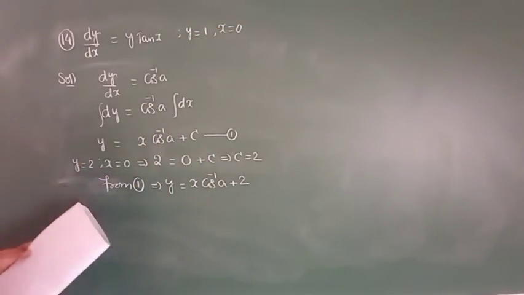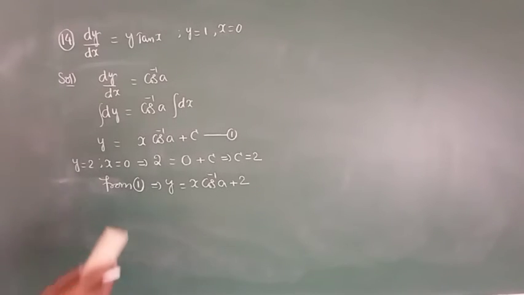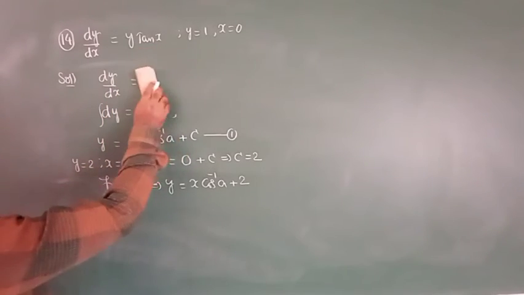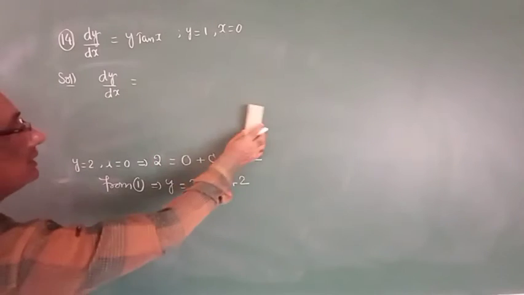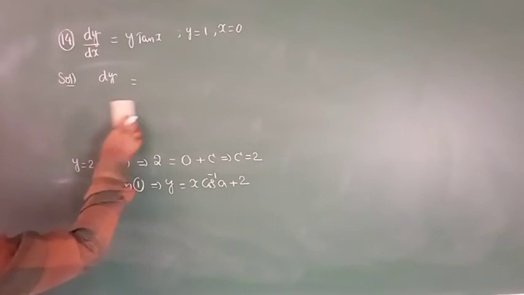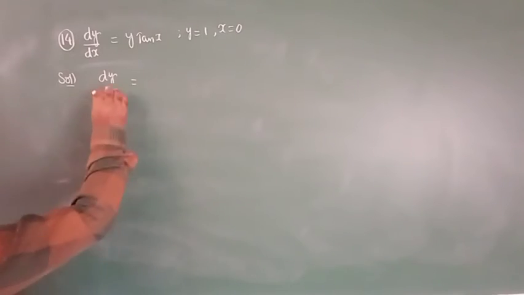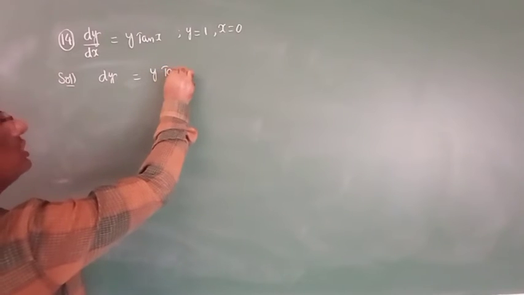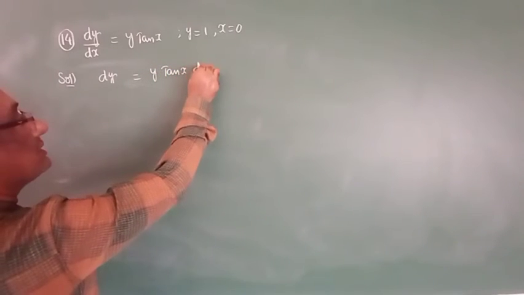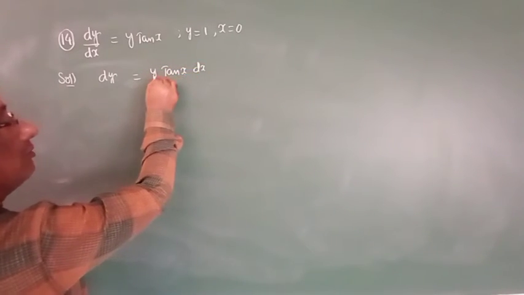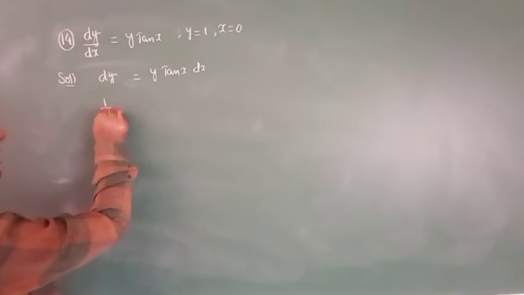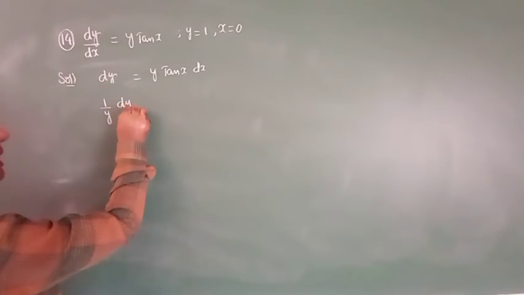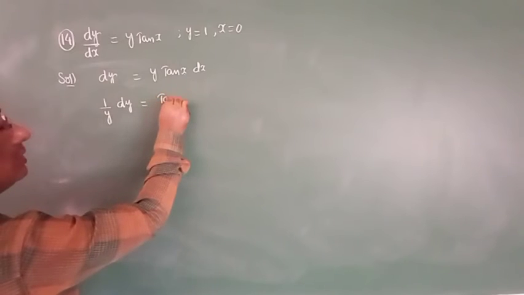Right, work out. First work out, everyone. dy by dx, what is the given? Cross multiplication: dy is equal to y into tan x into dx. On the dx side keep the x terms only, and bring the y term to the dy side. 1 by y into dy is equal to tan x into dx.